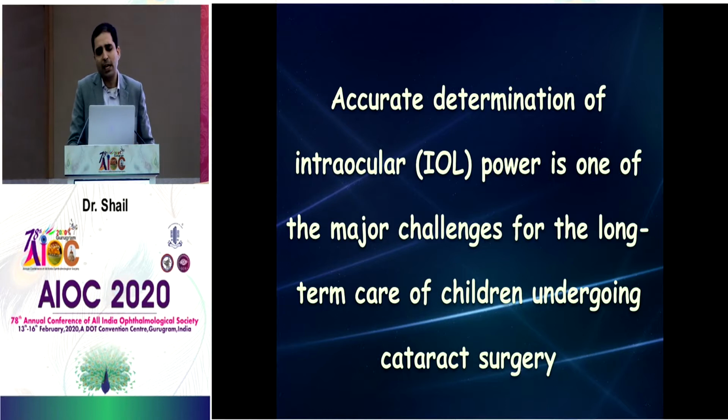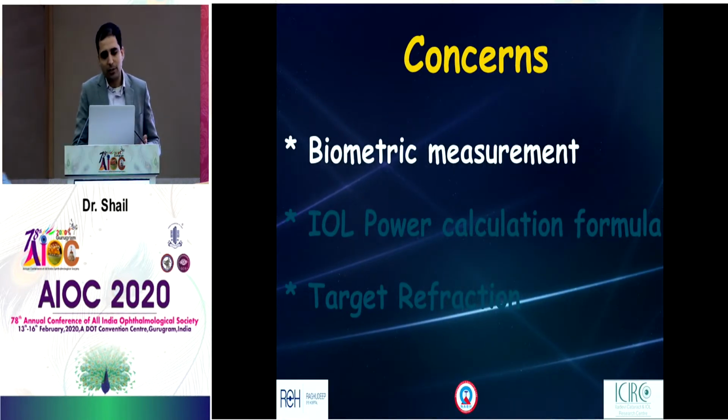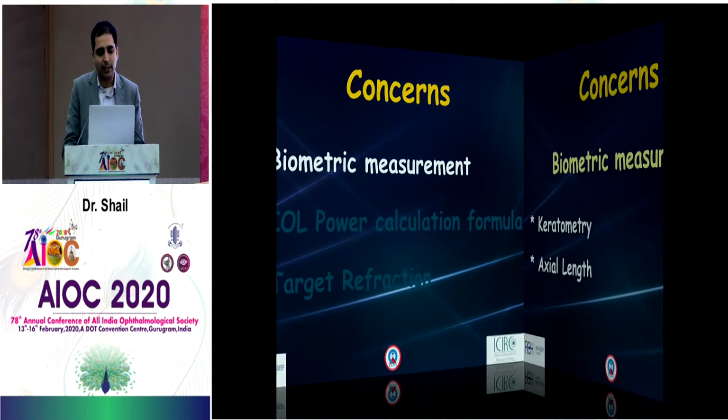Accurately determining IOL power is a challenge in pediatrics for multiple reasons. One, like I already mentioned, the difficulty in getting good readings, and also because this is a growing eye and not a fully matured eye which is not going to change post-operatively. So there are three major concerns: the measurements, the formula, and how much you undercorrect or overcorrect depending on the age and the laterality of the cataract.